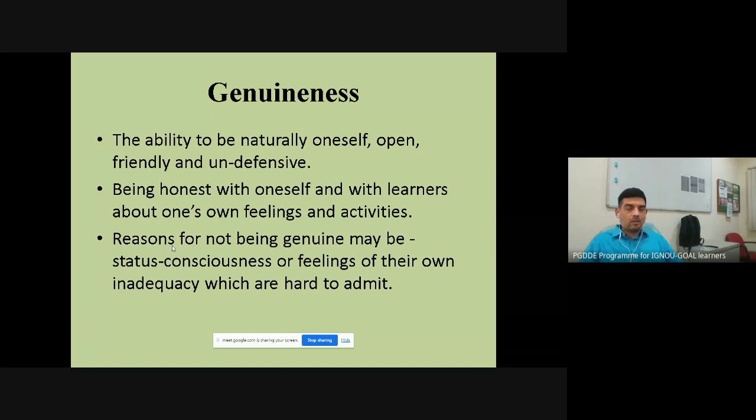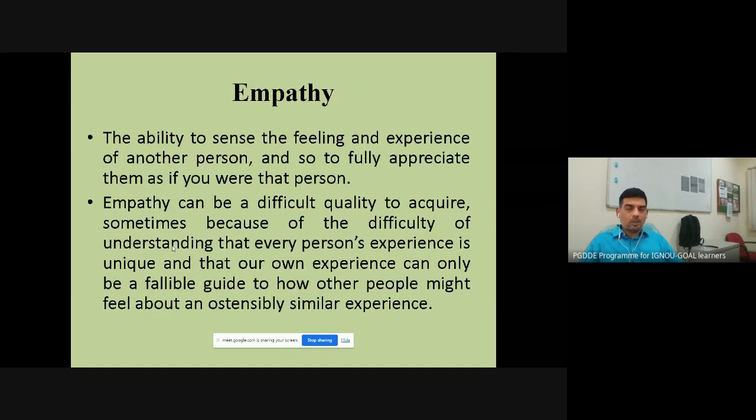Status concern, status consciousness, and even feelings of one's own adequacy or inadequacy, which are very hard to admit. These are the things which generally don't allow a person to be genuine in his or her profession as a counselor. That's why these are the things which one should overcome and work upon to be a good academic counselor. Then empathy, the quality of empathy that we are referring to.